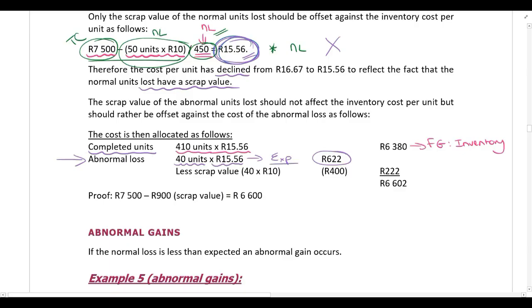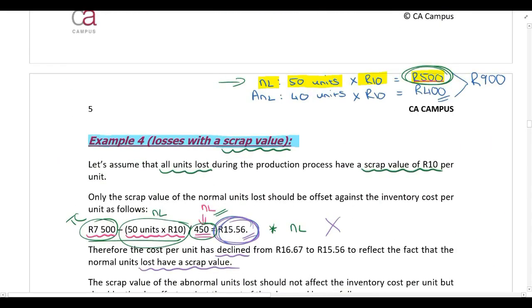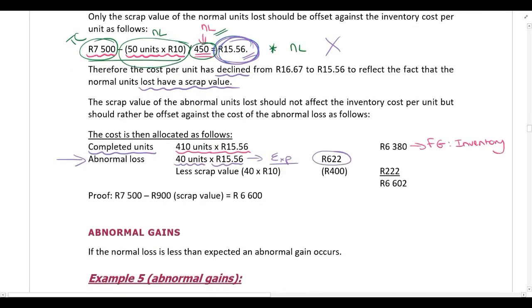However, we haven't taken into account anywhere the fact that these 40 units can be sold and it will generate income of 400 Rand for the company. We now need to take that into account. So this is income that the company will make when they sell those units. So this is an expense of 622 Rand. This is income of 400 Rand, which means the net effect is I'm sitting with an expense of 222 Rand.